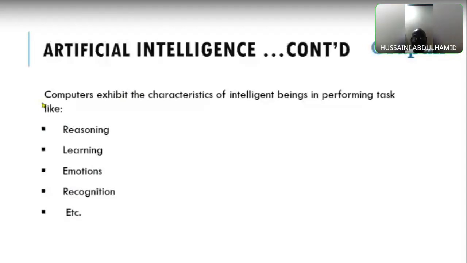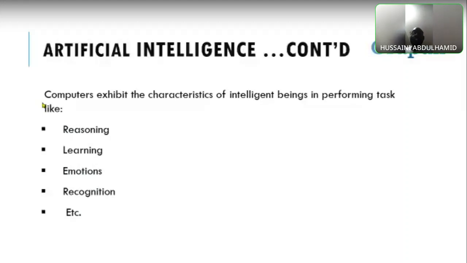So artificial intelligence continues. The characteristics or features of human beings that are being exhibited by artificial intelligence include, number one, reasoning. So what is reasoning? Reasoning is the action of thinking about something in a logical way, or to differentiate between right and wrong. Computers today exhibit this.